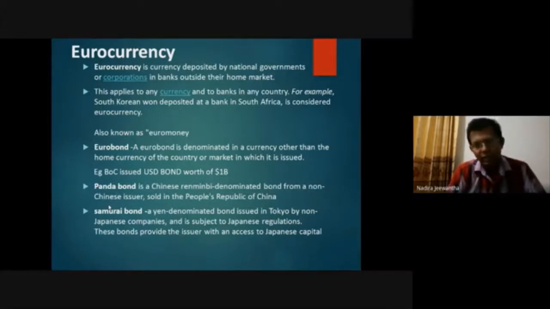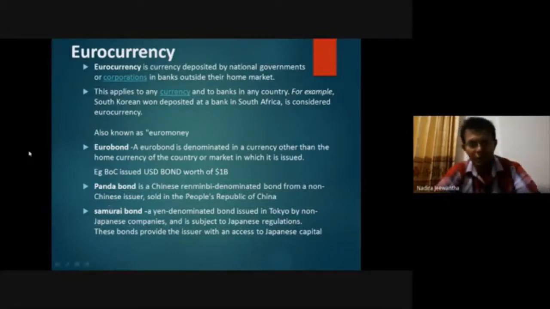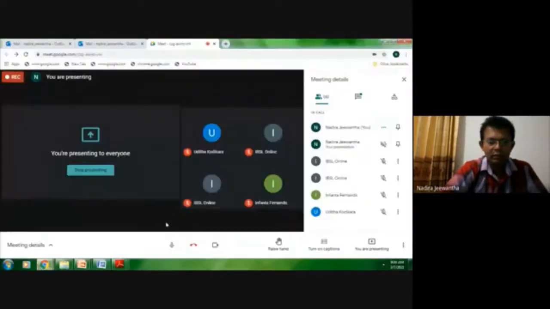And euro bond is anyway there. Anything you issue other than your home currency. Now, if we issue in dollars, that is a euro bond for us. For us, it's a euro bond. ISB is a euro bond, not issued in LKR. Right? That is for your knowledge purpose. I have given these notes to you all. Any question you have at the moment?